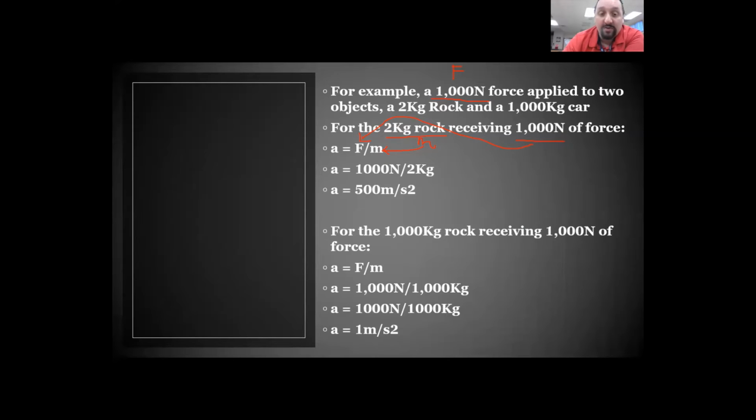Newtons are a unit of force, and we divide by the mass, 2 kilograms. And we end up with 1,000 divided by 2. 1,000 divided by 2 is 500, so our answer is 500 meters per second squared of acceleration. That rock is going to go very quick.